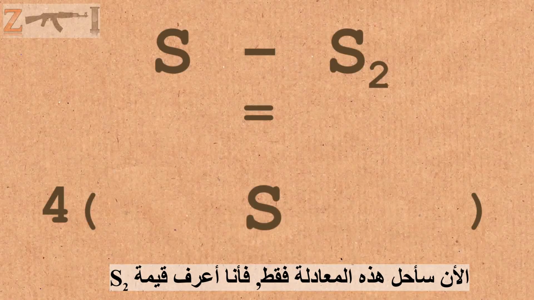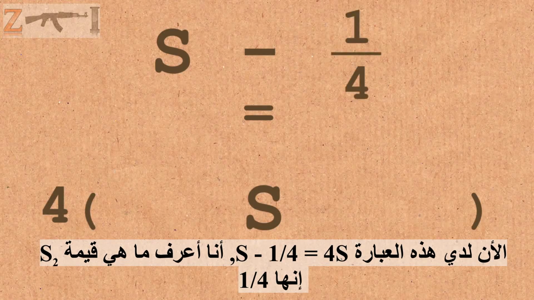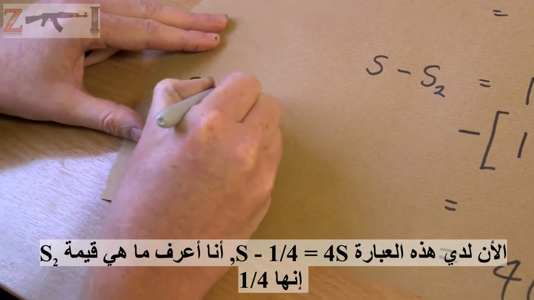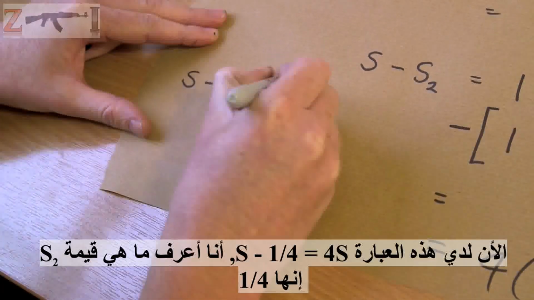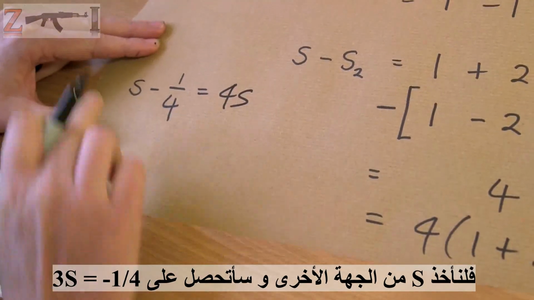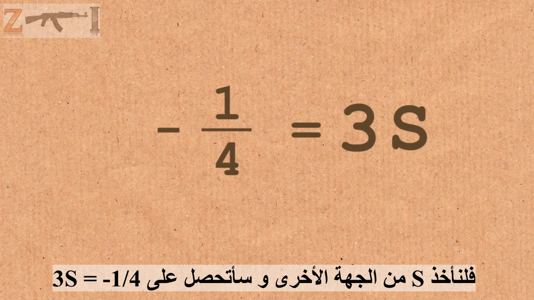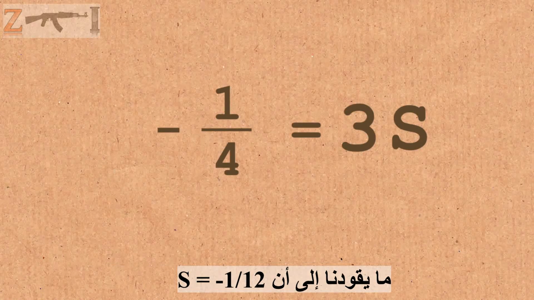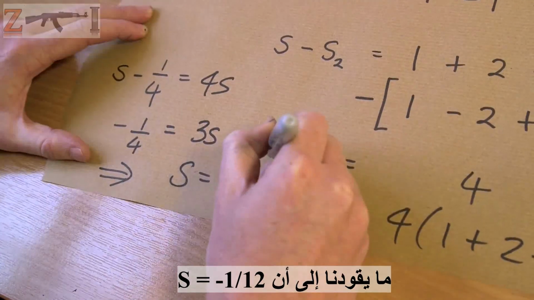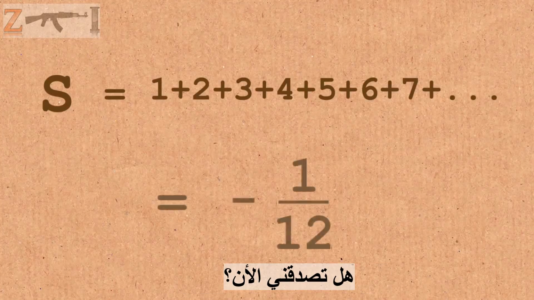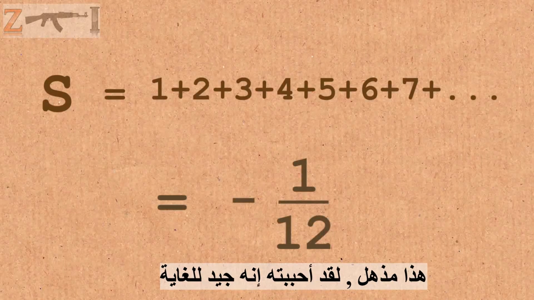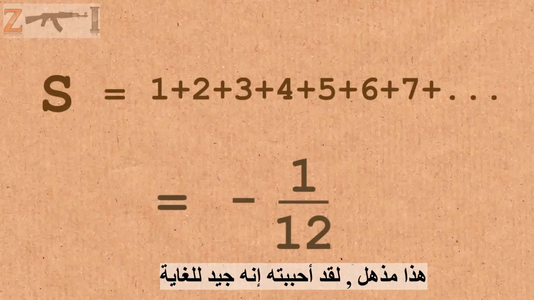So now I just solve this equation, right? Because I know what S2 is. So I have now the expression S minus, because I know what S2 is, S2 is a quarter, is equal to 4S. Okay, I take S from either side, so I get minus a quarter is equal to 3S, which implies that S equals minus 12. So now do you believe me? That's amazing. I love it. It's amazing. Who'd have thought it?